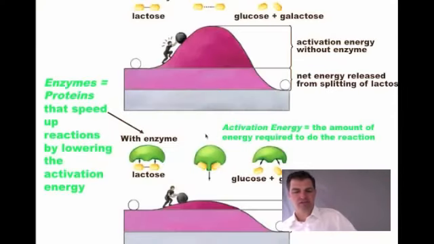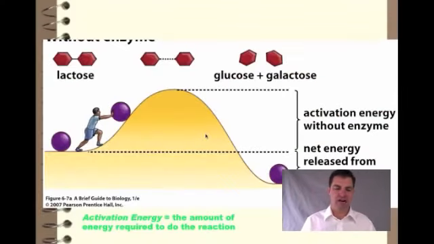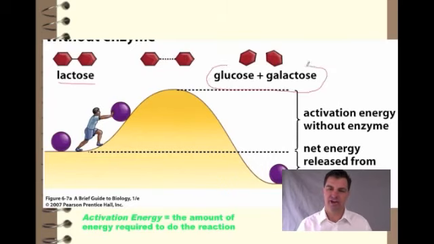Okay? The next thing we want to talk about is how a chemical reaction proceeds in terms of the energy going in and out and the effects enzymes have on that. So if you look at this picture here, we have an example of going from lactose and breaking the lactose down into glucose and galactose.